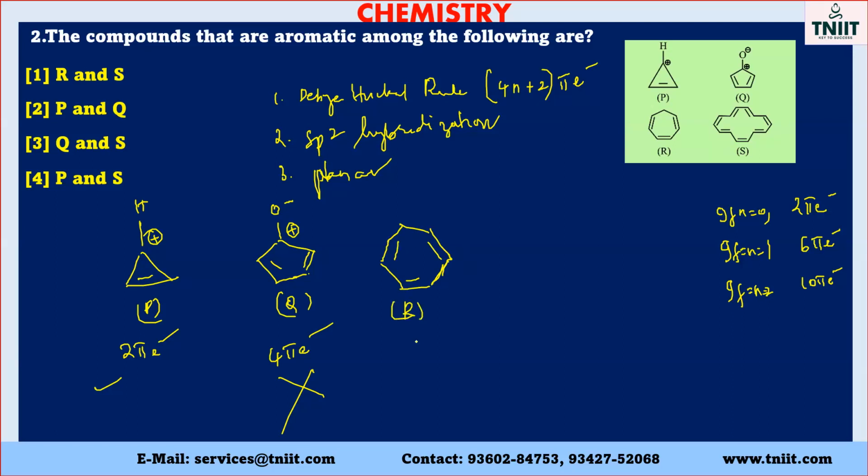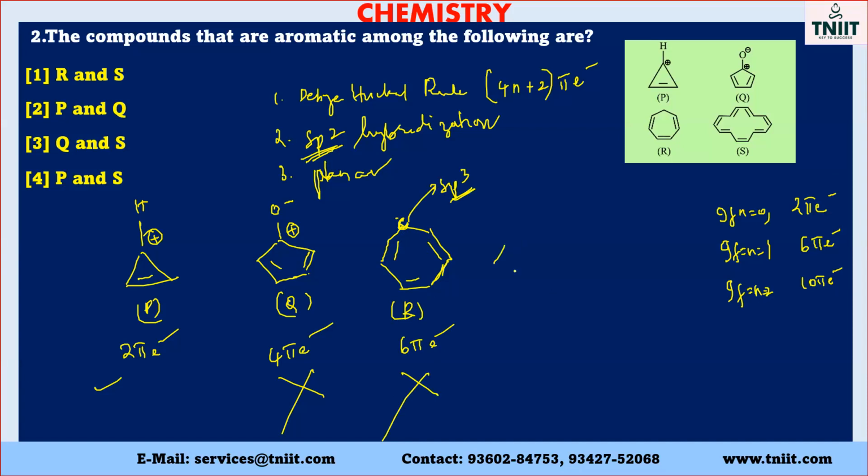Now, if you observe this molecule, it also has 6 pi electrons. It follows Huckel's rule, no doubt about it. But you can see this carbon here does not have any double bond. This carbon is sp3 hybridized. Since this carbon is sp3 hybridized, the condition, the molecule should be sp2 hybridized. But here it's sp3. Therefore, this also is not aromatic.